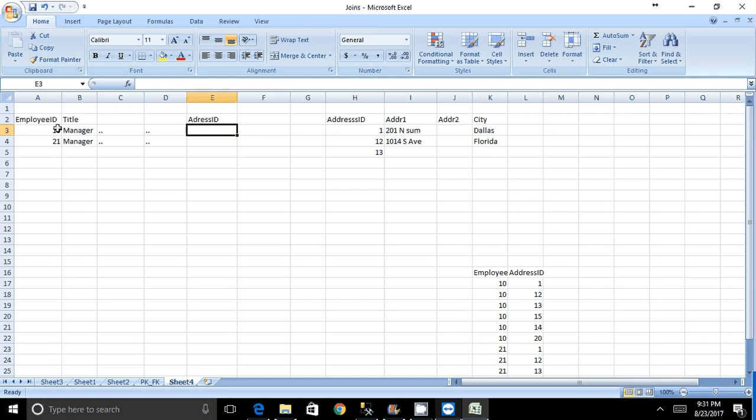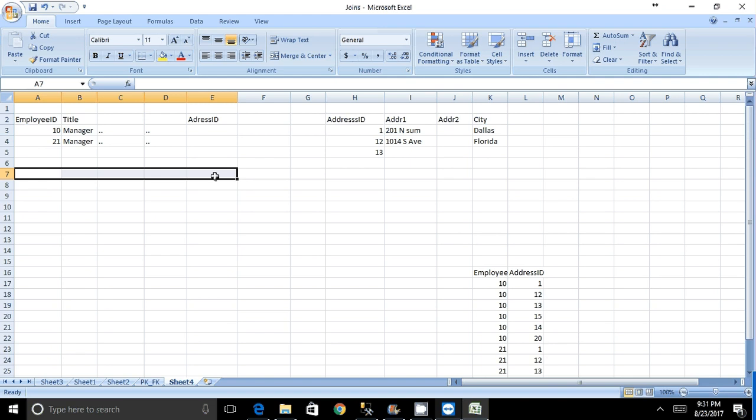I would prefer to put the address ID in the employee table instead of putting the employee ID in the address table. I don't want to create an employee ID column here. I want to create an address ID column in the employee table, because the address belongs to the employee. Let's say if I have an address for a vendor and I have a separate vendor table, I can put the address for the vendors in there.